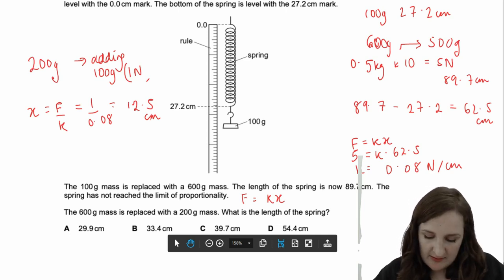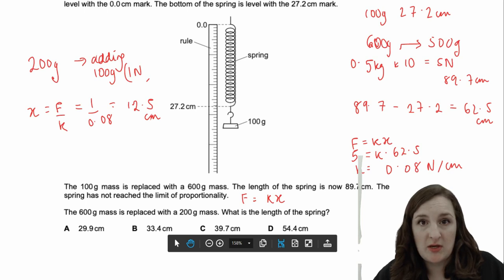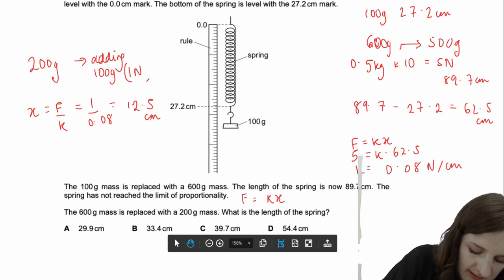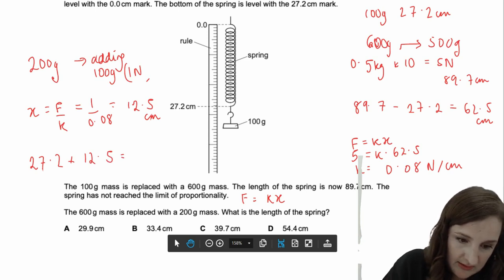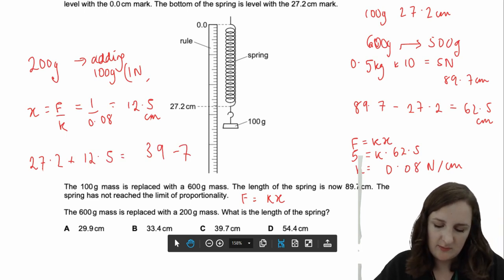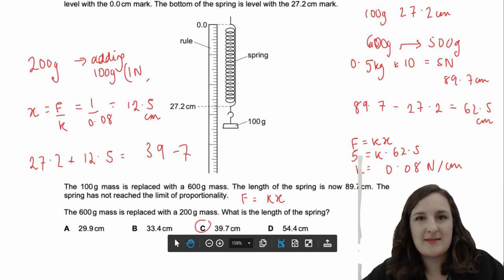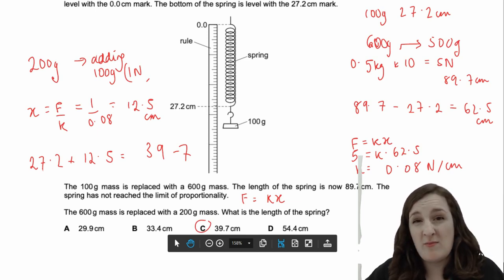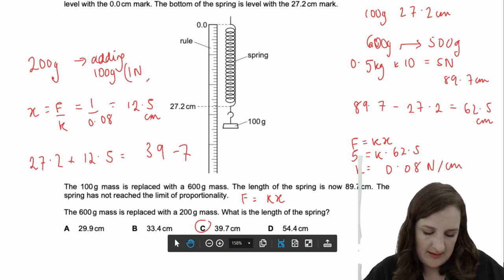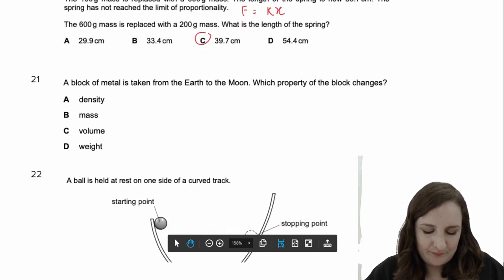But that's not my final answer, because I knew that when I had 100 grams already there, it was at 27.2. So I'm now going to say, well, I had 27.2 centimetres and it would be extended by 12.5, which is going to get me to 39.7. Oh, sorry about that decimal point. And that takes me to answer C. So I think that's got a lot of working for one mark, and that's one of the hardest questions on the paper. Luckily, the next ones are a bit easier.